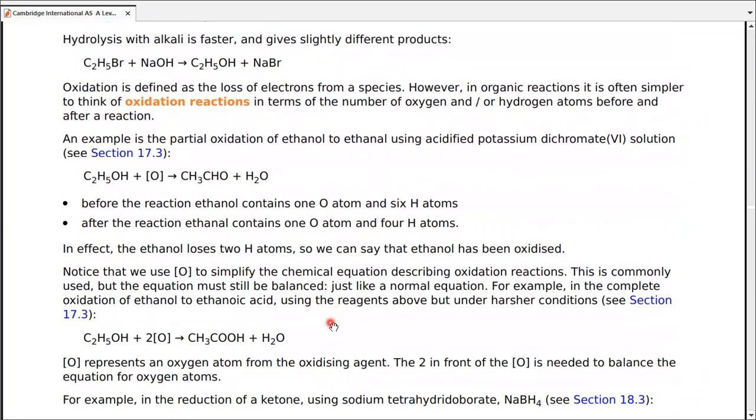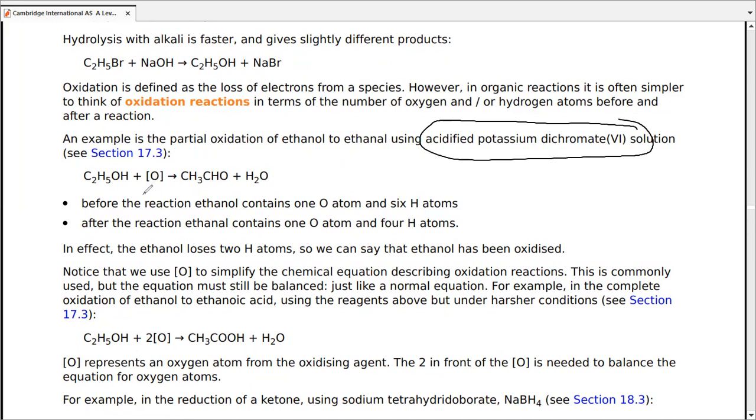Moving on, oxidation reactions are the ones that occur in organic chemistry as well as in inorganic chemistry. So we're going to discuss the same over here. Oxidation is defined as loss of electrons from a species. However, when we talk about organic reactions, it is often simpler to think of oxidation in terms of oxygen or hydrogen before and after a reaction. So, for example, oxidation of ethanol to ethanoic acid using a strong oxidizing agent such as acidified potassium dichromate(VI) or acidified potassium manganate(VII) solution is very easy.